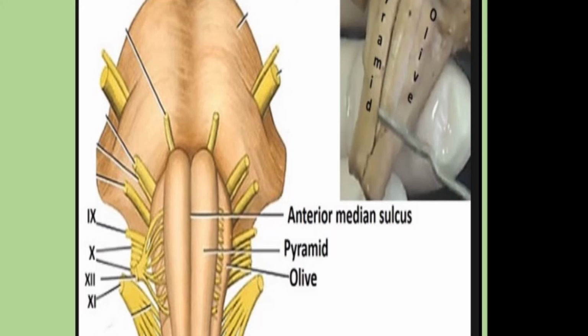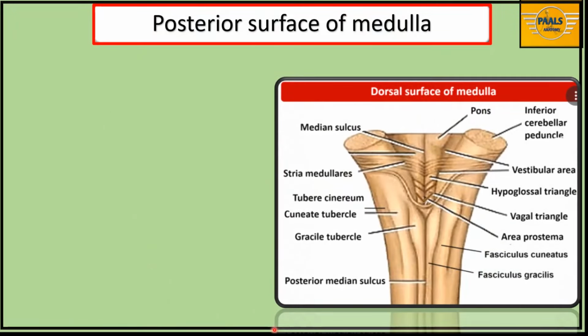In the posterolateral sulcus, we will see the remaining cranial nerves, cranial nerves 9, 10, and 11. That is the cranial part of the accessory nerve emerging from the posterolateral sulcus. We will now consider the posterior surface of the medulla. We'll consider it in two parts. We will first consider the upper part here, and then we'll also consider the lower part.